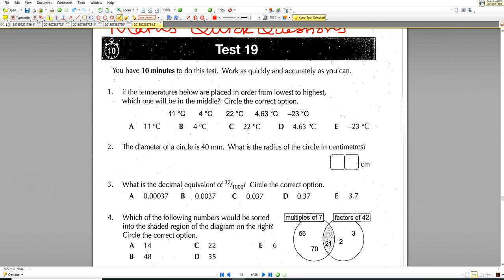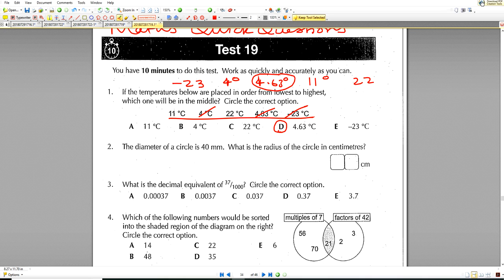Question number 1. If the temperatures below are placed in order from lowest to highest, which one will be in the middle? So we have these temperatures here. The lowest one will be minus 23, and then the next one up will be 4 degrees, and the next one after that will be 4.63 degrees. Then the next one up will be 11 degrees, and the last one will be 22. They want us to find the middle one, so the middle one will be 4.63 degrees, and that gives us an answer of D. Question number 1 is done.